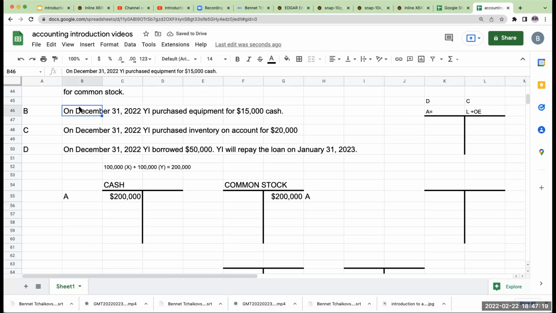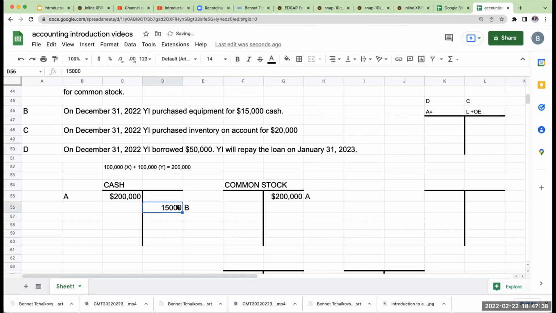Right over here, December 31st, 2022, I purchased equipment for $15,000 cash. I'm buying equipment. My cash is going down. If my cash is going down, it's decreasing. I'm going to show a decrease to that asset with a credit.